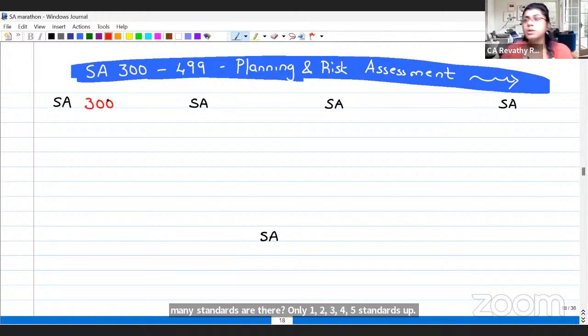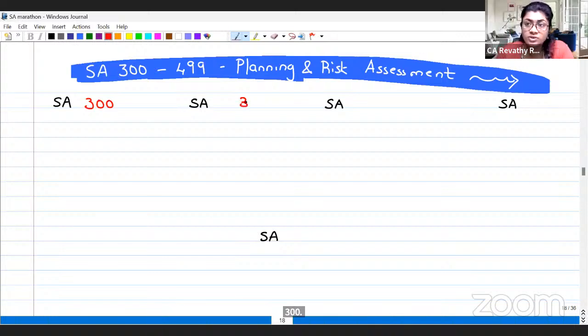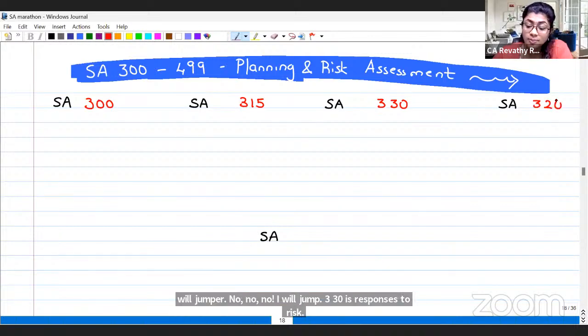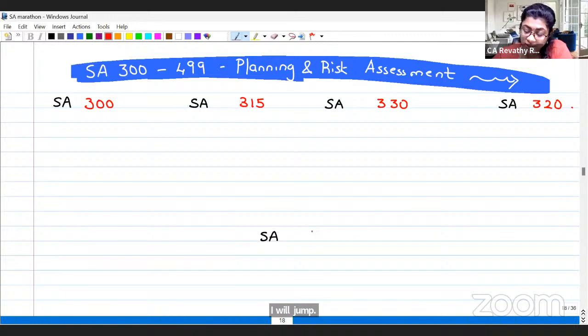300 is planning. 315 is risk assessment. I will jump. 330 is responses to risk. I will jump. 320 is materiality. Finally, 450 is evaluation. So these are the 5 standards which are there in the 300 to 499 series, right?